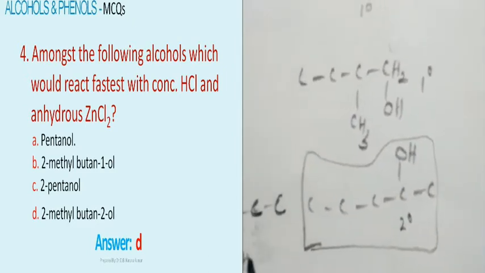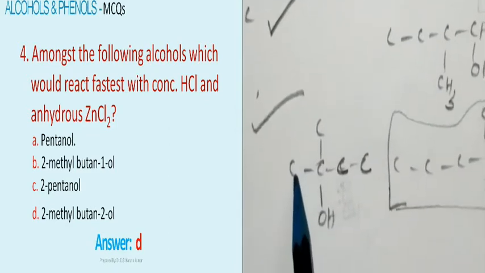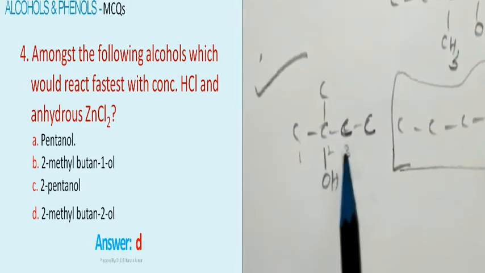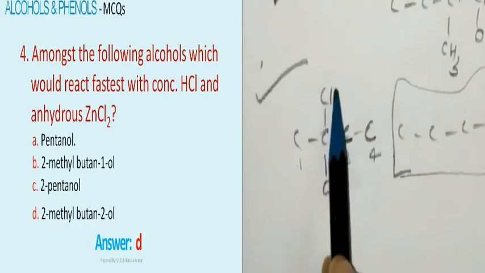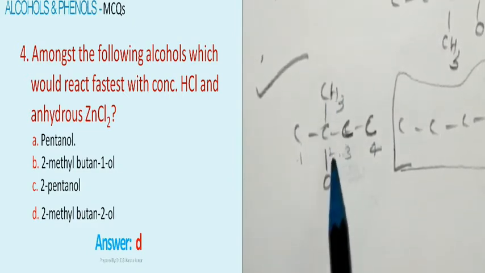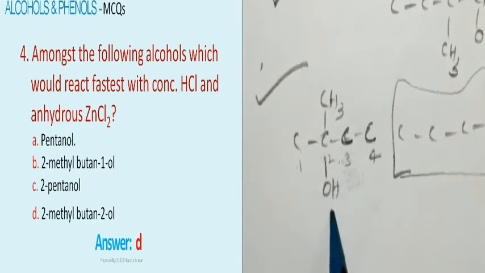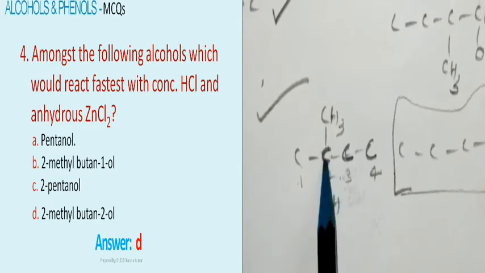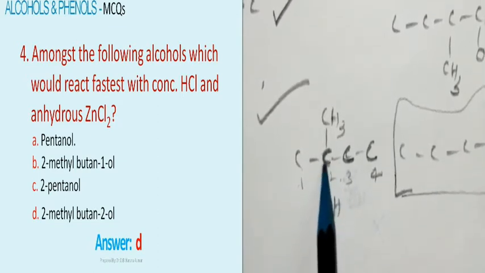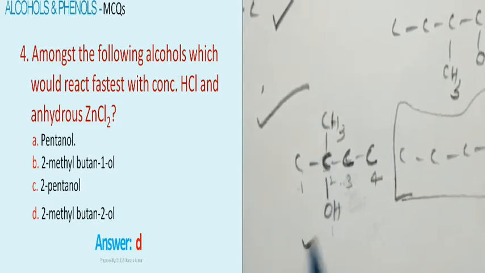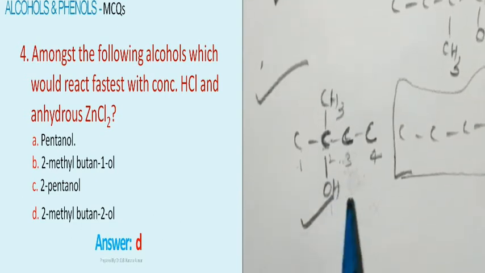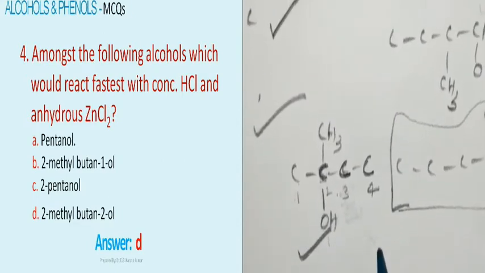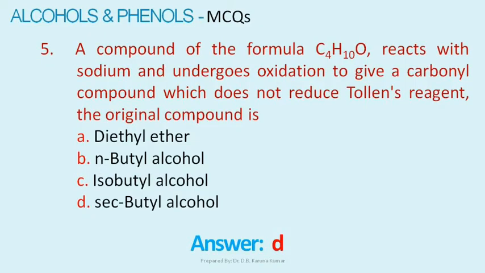is the ultimate answer, because it is 2-methyl 2-butanol. Butanol means 4 carbons, 1, 2, 3, 4 like this. 2-methyl means at the second carbon I have a methyl group, and also I have an alcoholic group at the second carbon. 2-methyl 2-butanol. So this particular carbon is a tertiary carbon because it is directly connected to 3 carbons, 1, 2, 3. Hence this is a tertiary alcohol which readily reacts with Lucas reagent. The answer is option D.